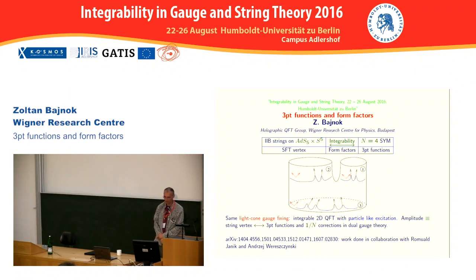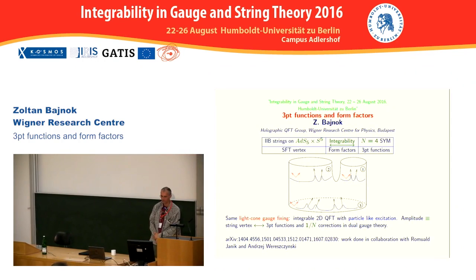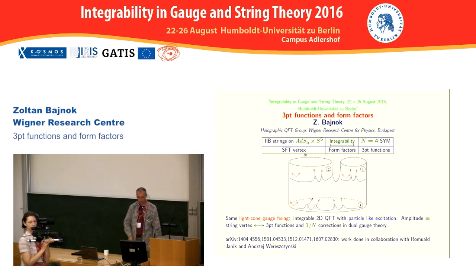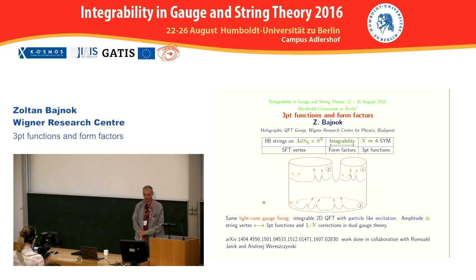Today I would like to talk about three-point functions and form factors and the string field theory vertex. In this problem, we are interested in an amplitude in which we take a big string. This is going to be a type 2B string on this AdS5 x S5 background. If you impose some light cone gauge fixing, then it's going to be a two-dimensional integrable quantum field theory, which has particle-like excitations. So these are the trajectories of these particles.